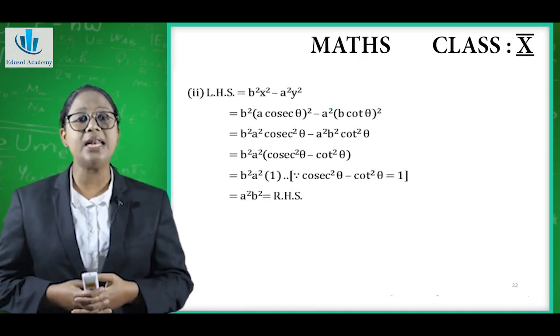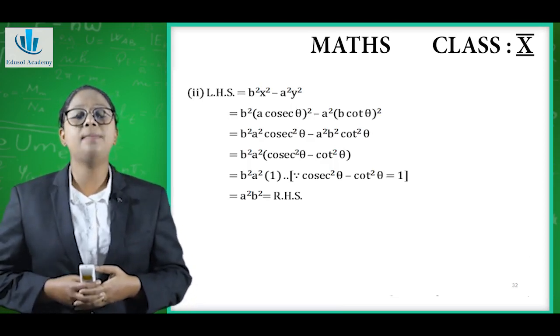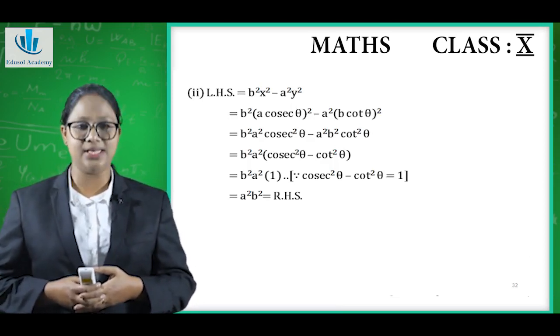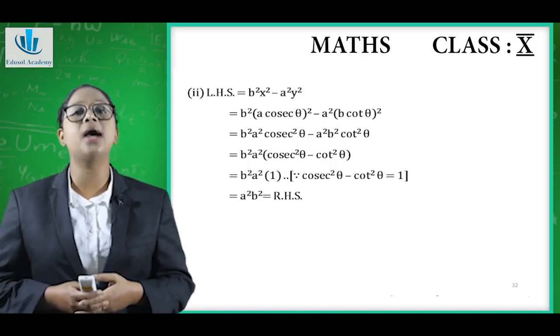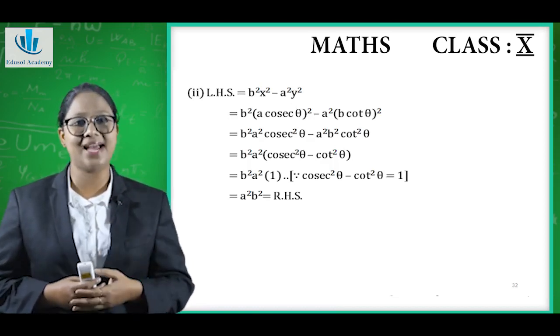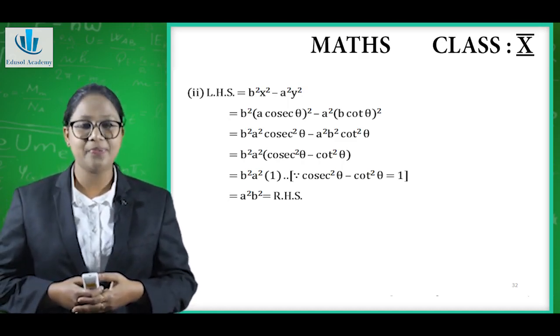Now we have to recollect the second trigonometric identity, 1 plus tan square theta is equal to sec square theta, or sec square theta minus tan square theta is equal to 1. So you may apply that here and we will get a square b square, hence proved.